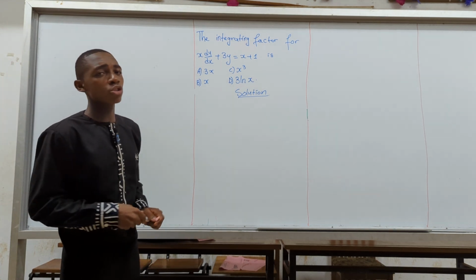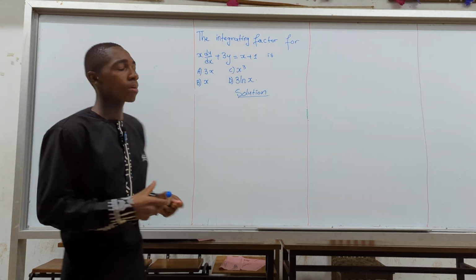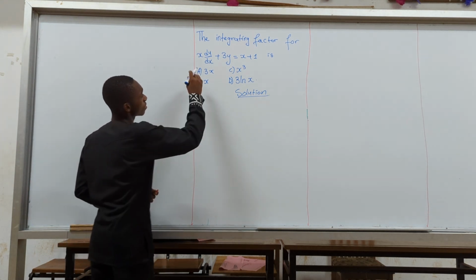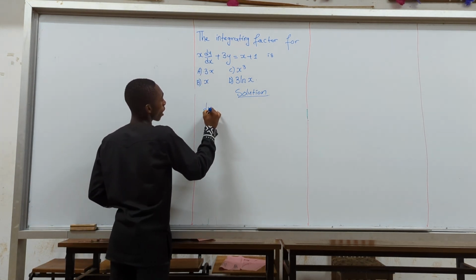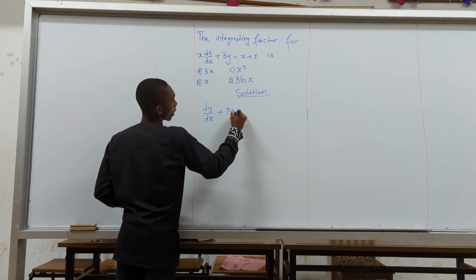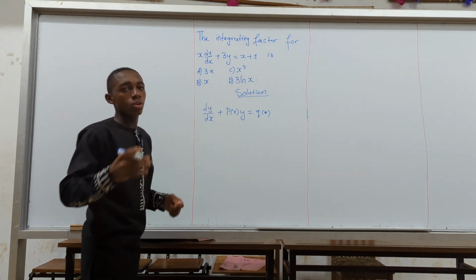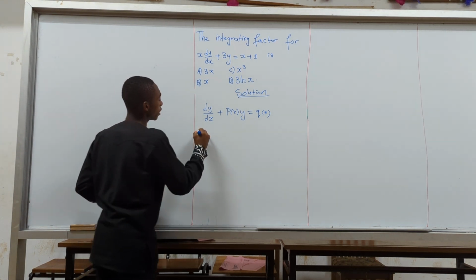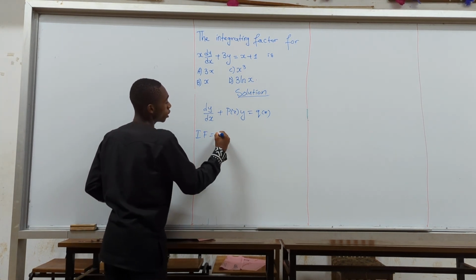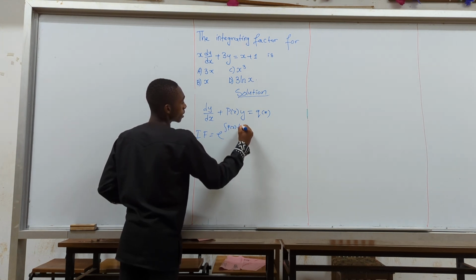Now the first thing we are going to do is try to bring this differential equation into a standard linear form. That is, we are going to bring it into the form dy/dx plus p of x times y equals q of x. We have to take note of the fact that the integrating factor is e raised to the power integral of p of x dx.